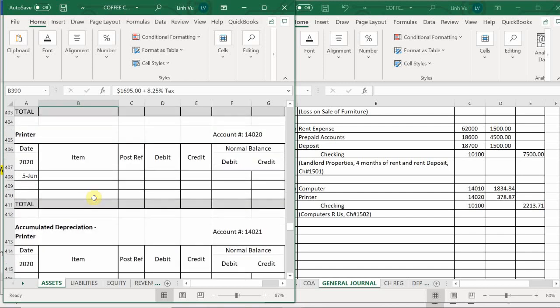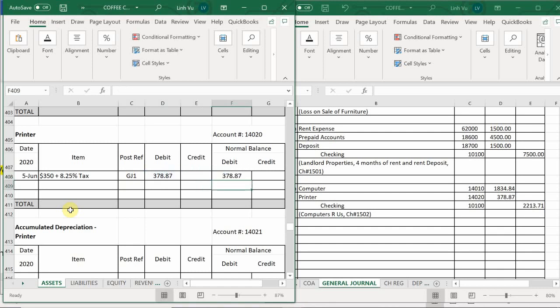All right. So then we're going to go next to the next one, which is the printer, right? We bought a printer. In this case, we bought it for $350 plus the 8.25% tax. Okay. When did I buy it? On my journal, the first page. $378.87. Okay.